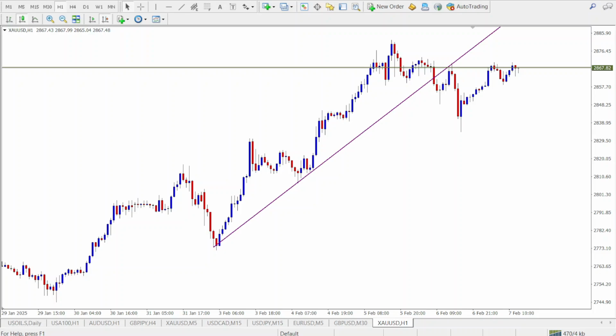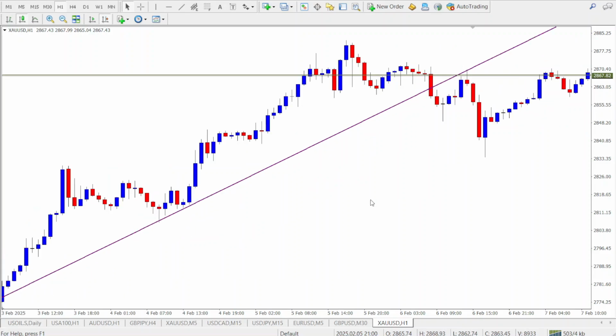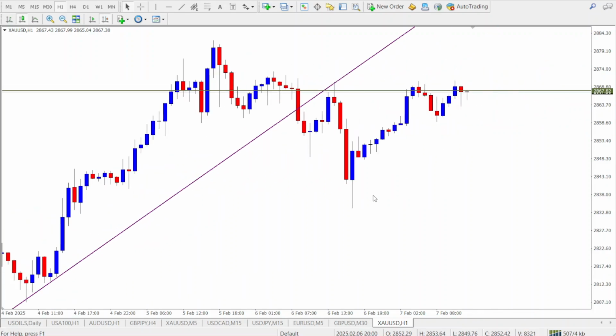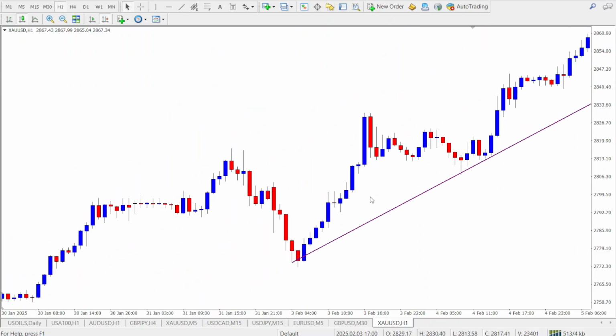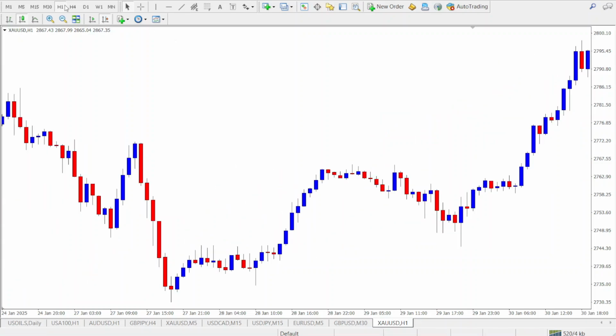Some of the most reliable ones include the engulfing candlestick. It's a strong candle that fully engulfs the previous one, signaling a shift in momentum. Just trying to find an example real quick. Okay, we can see that we have a bearish engulfing. There are bullish engulfing and bearish engulfing. Bearish engulfing, as the name implies, is a bear candle that swallows up the previous bull candle, while bullish engulfing is a bull candle that swallows up the previous bear candle.